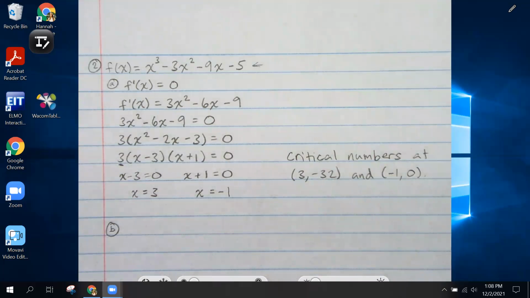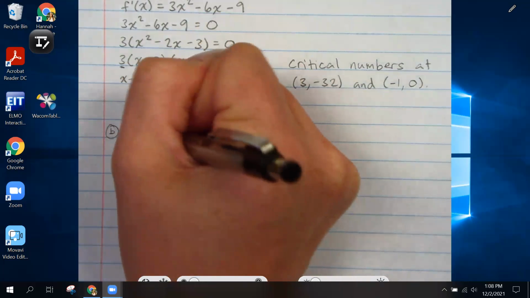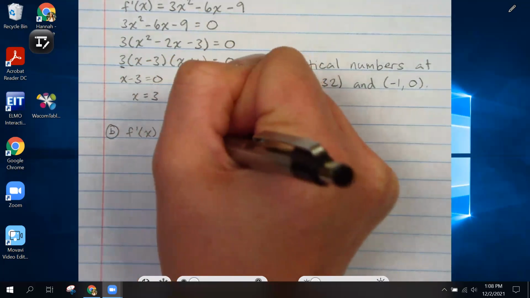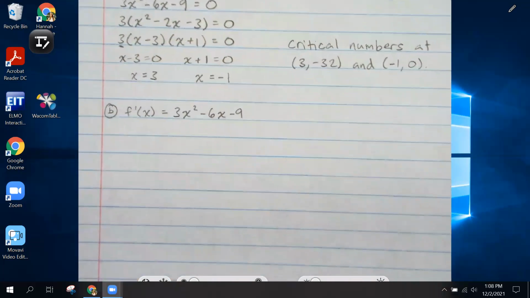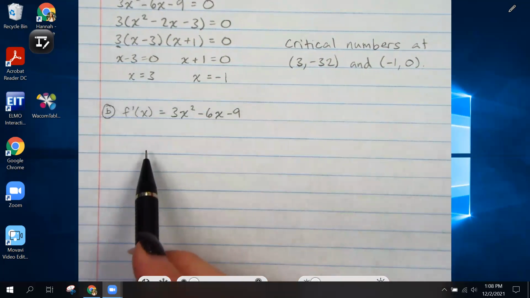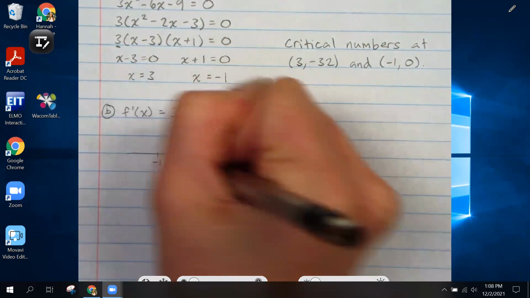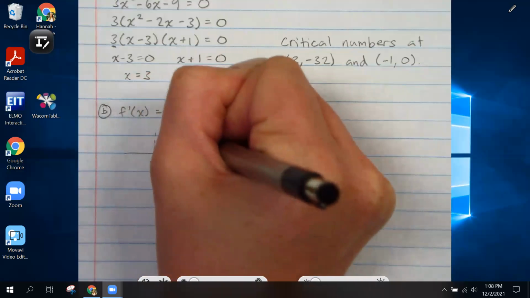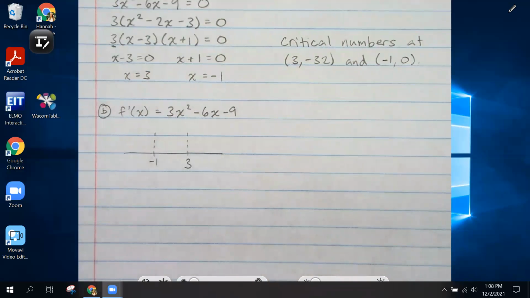Part B is asking to determine the intervals in which the function is increasing and decreasing. So that also comes from the derivative. So we've got the derivative 3x squared minus 6x minus 9. And then we've got our critical numbers at 3 and negative 1. So we need to look at a number line. We're going to plot negative 1 and 3. And we need to test numbers in each one of these intervals to see if they're positive or negative.